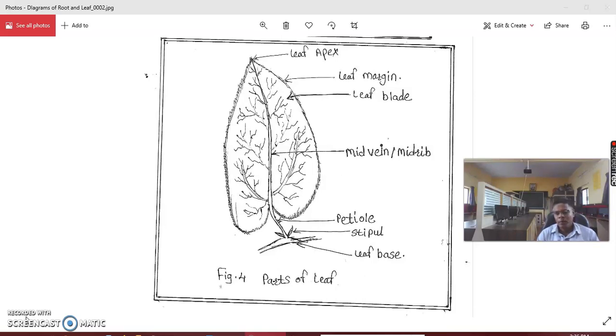Then the fourth part is the vein. A strong vein is the midrib. It runs centrally through the leaf blade from its base to apex. That is known as the midrib, and this midrib produces a large number of lateral veins, which are known as veinlets. Then the fifth one is the stipule.